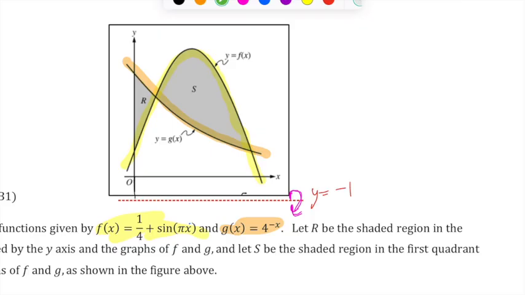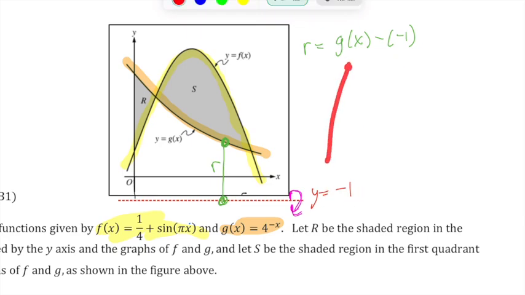So in this function, since we're going to be revolving around this way, our little radius, we'll do it in green, is going to be from the function g of x, which in this case is this function, minus -1. So r is going to be g of x minus -1. Again, the -1 comes from here, and this is g of x. So the g of x is 4 to the negative x, and then this minus -1 turns into +1.